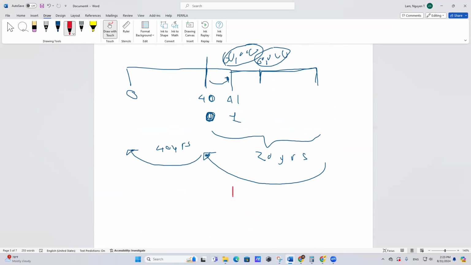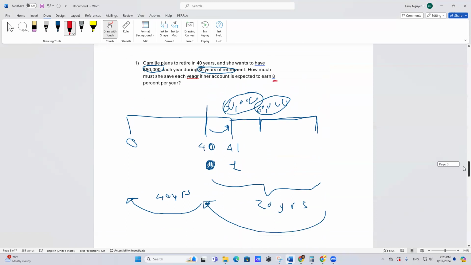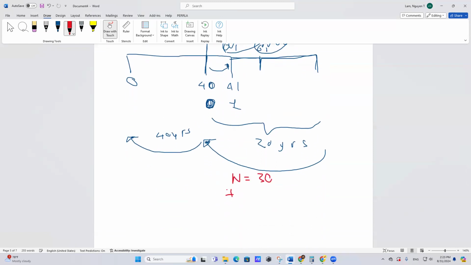You're going to enter something like this. How many number of periods? 30 years, right? In this case, it is 30 periods. The IY, the interest discount rate, is 8%. What is the payment? What do you guys think? It should be 60,000, right? It's going to be 60,000 each year for 30 years.